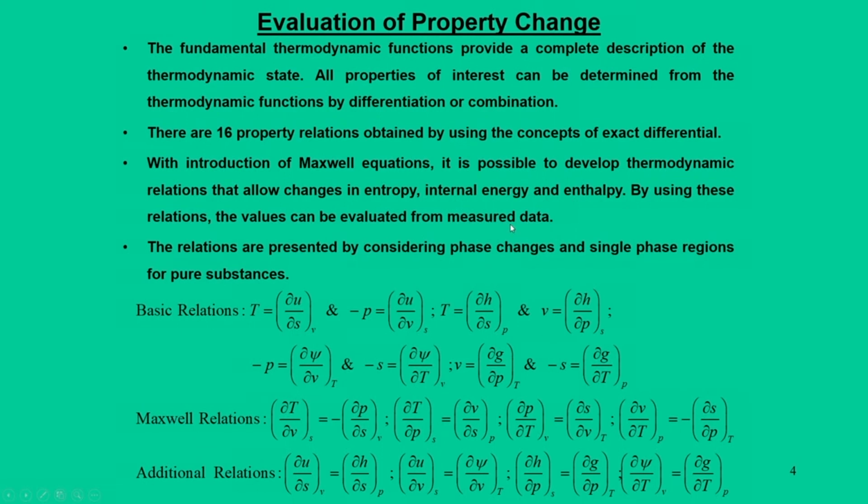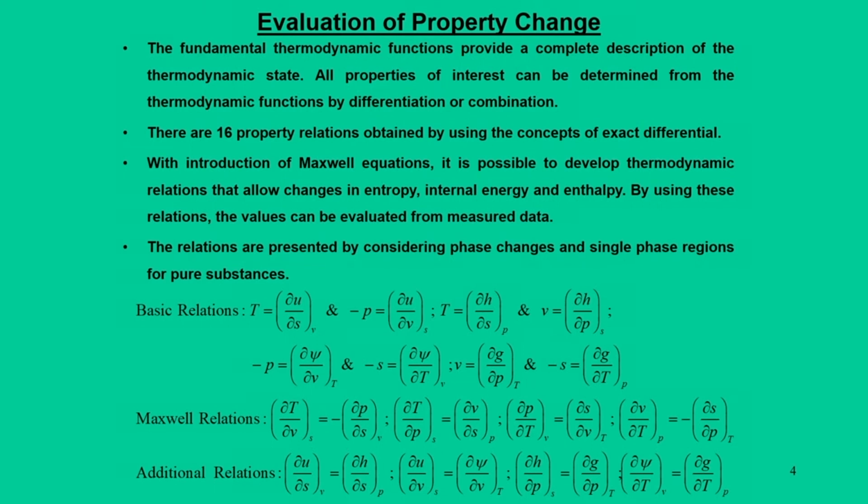Normally the measured data are pressure, density and temperature. Now, through this measured data we are going to develop equations, and those equations will give you other property values such as changes in the entropy, internal energy and enthalpy. Now, after deriving these equations, we are going to consider phase change processes and single phase regions, and basically we are applying these equations in two situations. One is for the phase change case, the other is the single phase case.